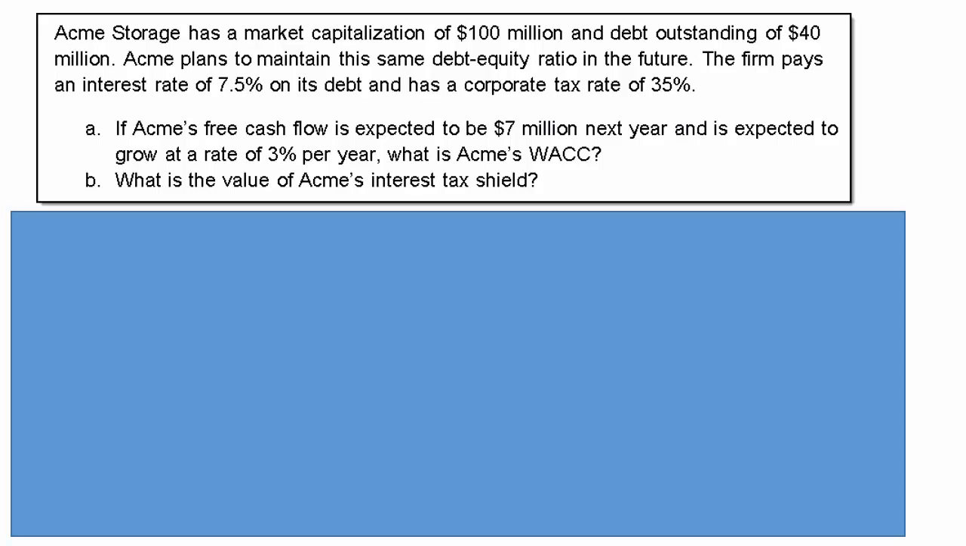Okay, Part A asks us this. If Acme's free cash flow is expected to be $7 million next year, and it's also expected to grow at a rate of 3% per year, what's Acme's weighted average cost of capital?